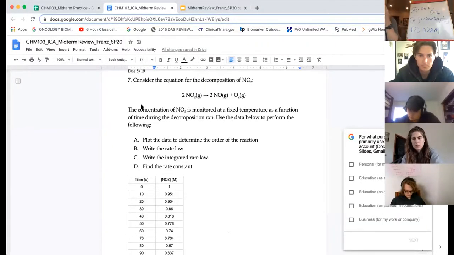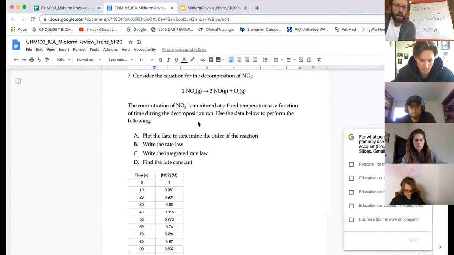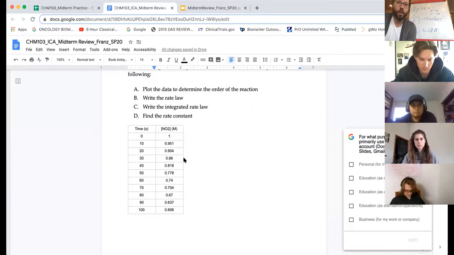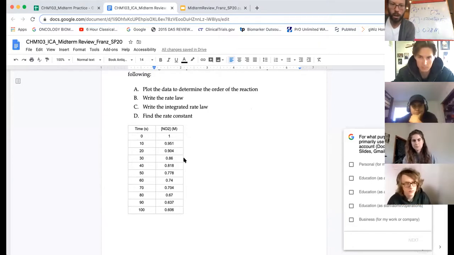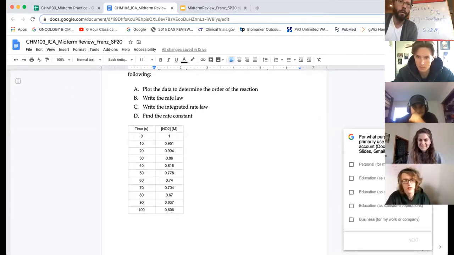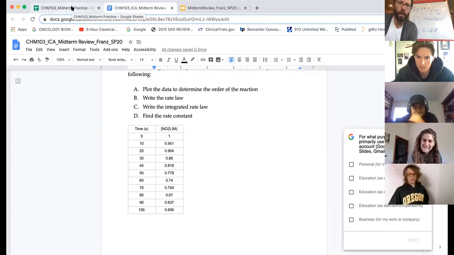Okay, so we have this reaction taking place, and they're monitoring the concentration over time, okay? And this is the data from that. They want you to plot the data and determine whether it's first, second, or 0 order, write the rate law, write the integrated rate law, and then find the rate constant, okay? Should we attach an Excel chart to this? Yeah, please. Okay. So I plotted it here.